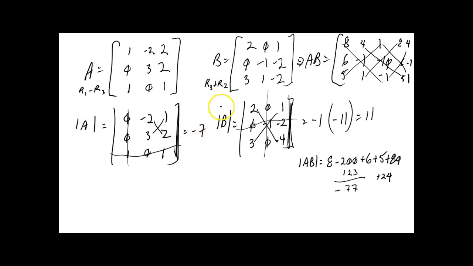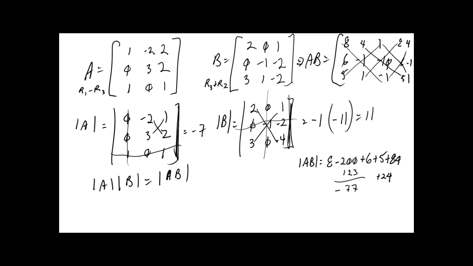The product of the determinants is the determinant of the products. Isn't it? It's -7 times 11 is -77. So, could this possibly be true? That the product of the determinants is equal to the determinant of the product. It's kind of interesting, isn't it? Okay? That sure seems like what we're seeing. The determinant of a product is the product of the determinants.